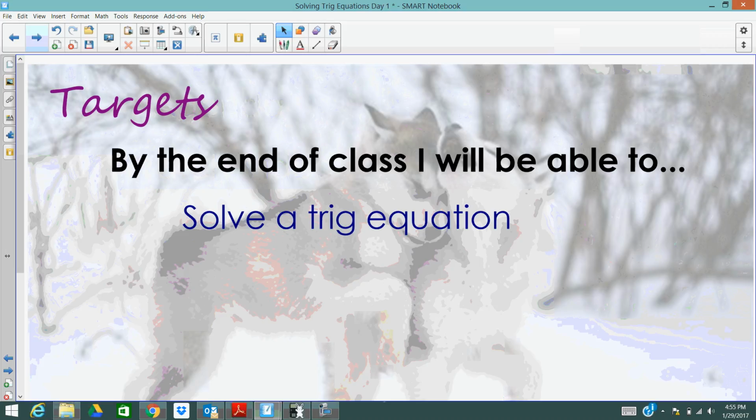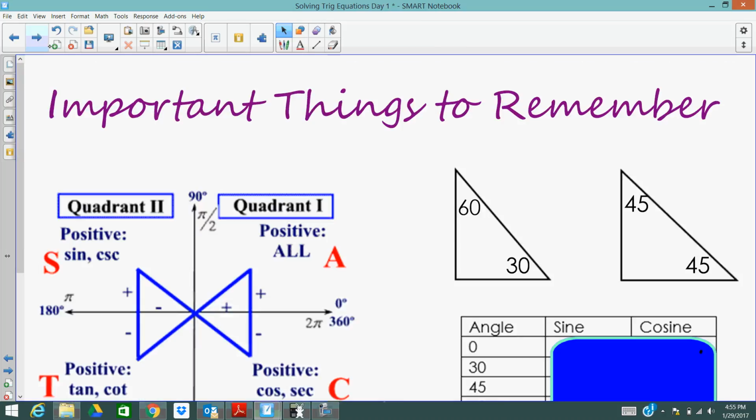Alright, so today we are going to be solving trig equations. This is a lot like what we did before finals. The difference is we're going to be going backwards. Before, we were given something like sine of 30, what is it? Now we're going to be given sine of theta equals 1/2, and what is theta?